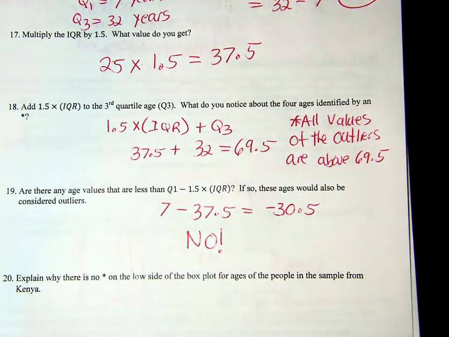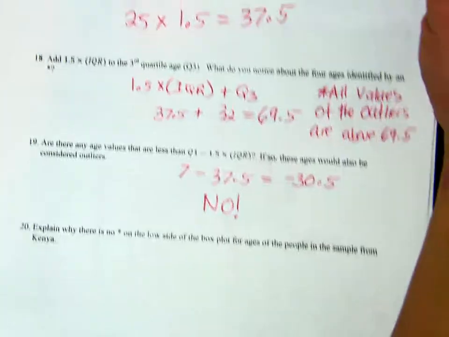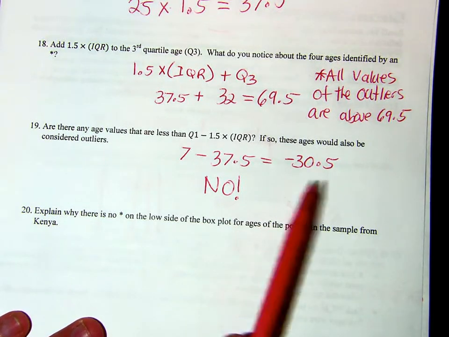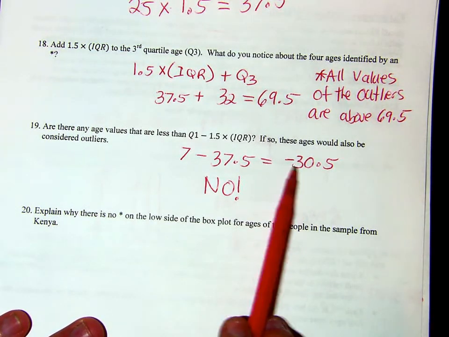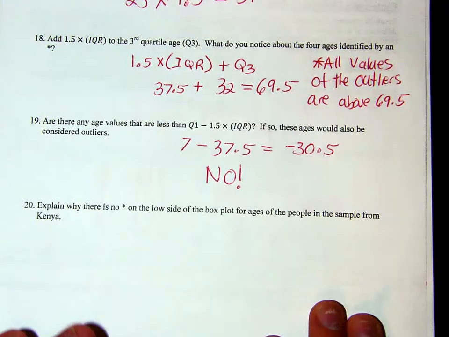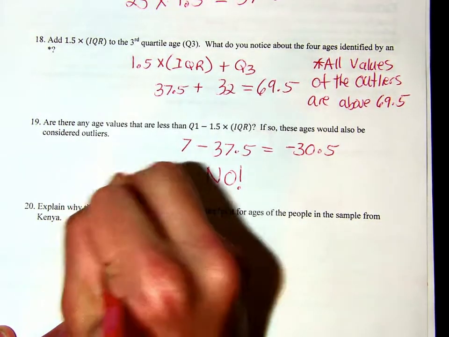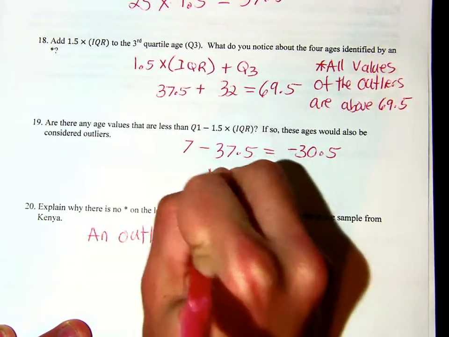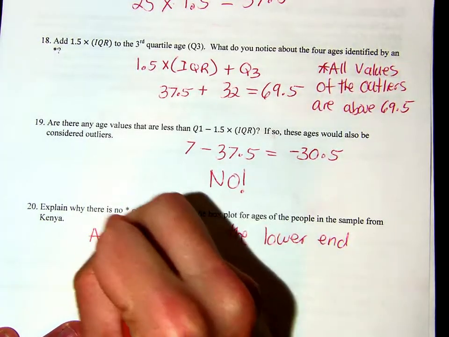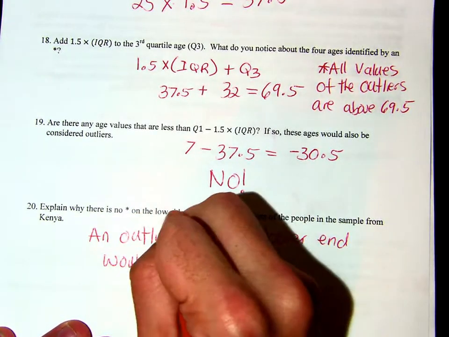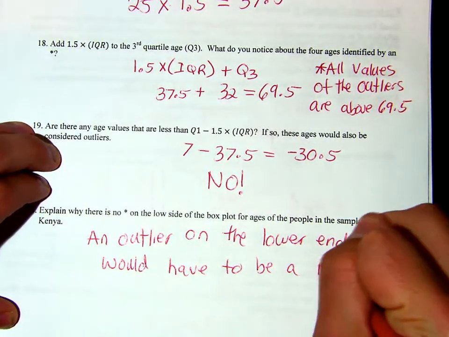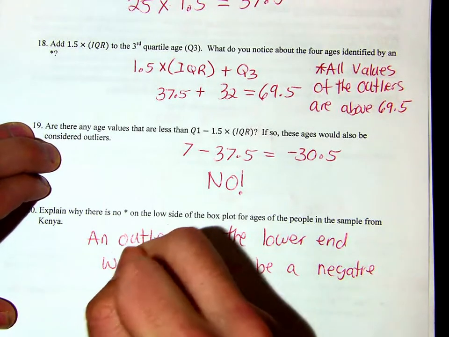So they want us to explain why there's no asterisk on the low side of the box plot for the ages of the people in the sample for Kenya. Well, in order for them to be outliers, they'd have to be less than negative 30.5. And in this case, if we're talking about age, you can't have a negative age. So we could say that an outlier on the lower end would have to be a negative age, which is not possible.